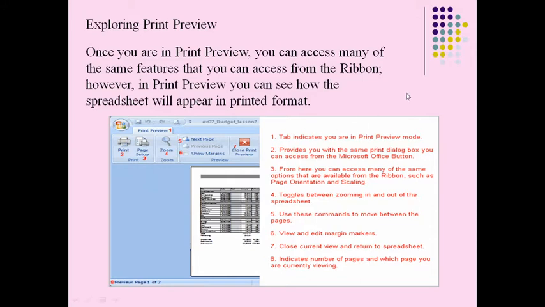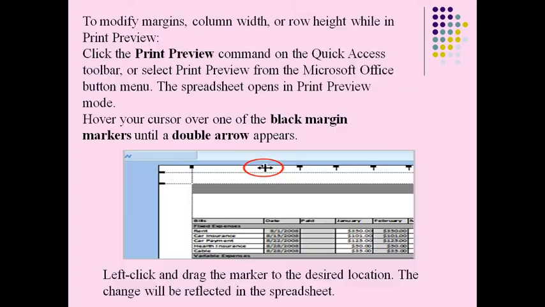Okay, students, now let us proceed to the next slide. In print preview, how to modify margins, column width or row height while in print preview. Click the print preview command on the Quick Access toolbar, or select print preview from the Microsoft Office button menu. The spreadsheet opens in print preview mode.